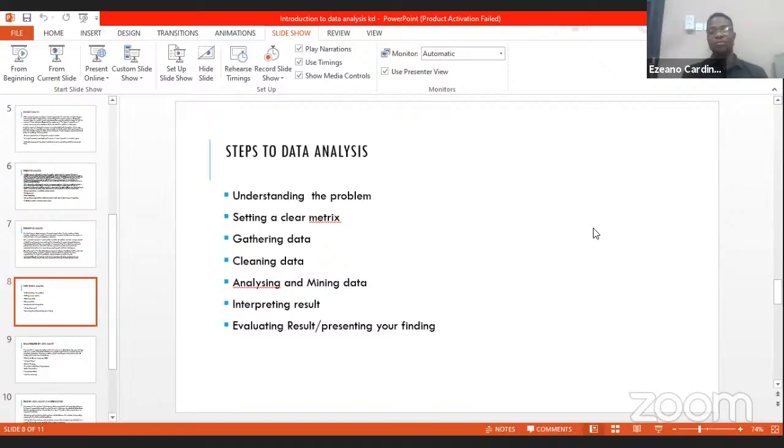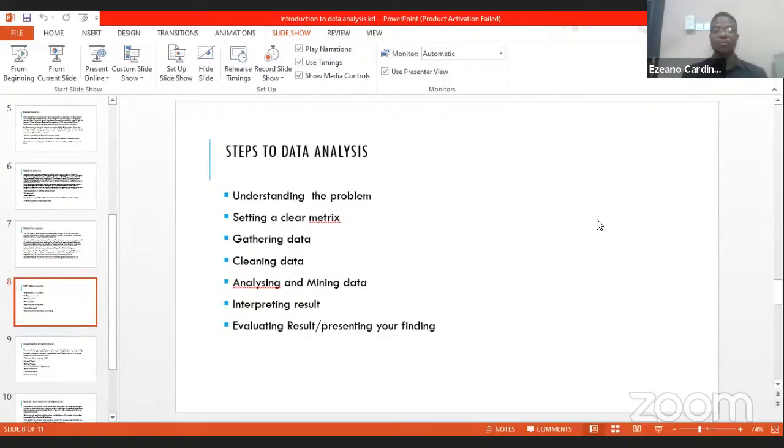Setting a clear metrics means that after understanding, you have to draw a kind of step that you will follow, and after that you now gather the data. The process of gathering the data and cleansing the data, this is where data science comes in. Data engineers and machine learning engineers. You gather the data, you cleanse the data, you analyze the data, and the analysis could be called mining too.